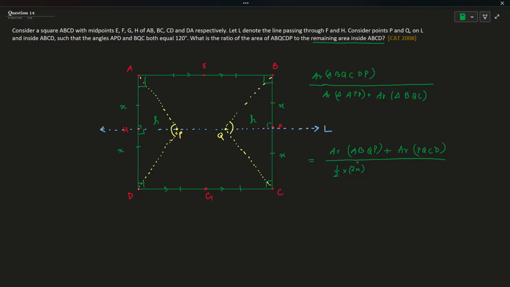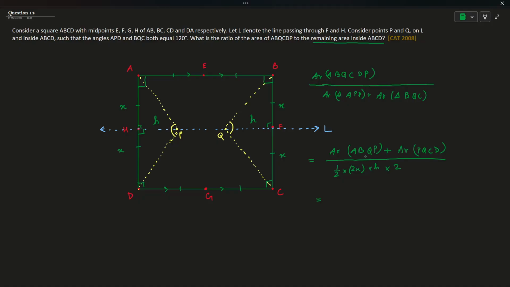So what will be the height? The height will be h. And since these two triangles are similar, in fact congruent triangles, I will multiply by 2. Now let's see how I can find the area of ABQP.